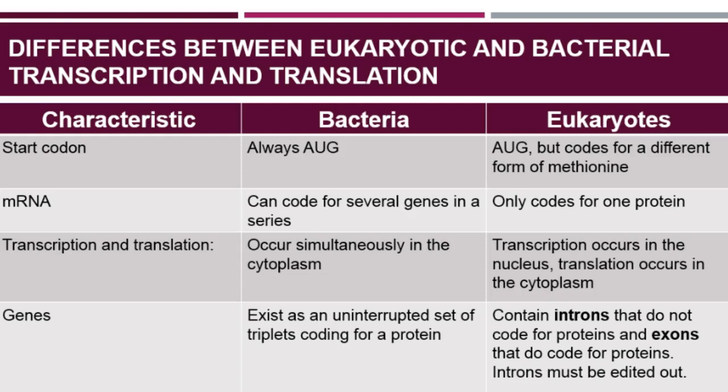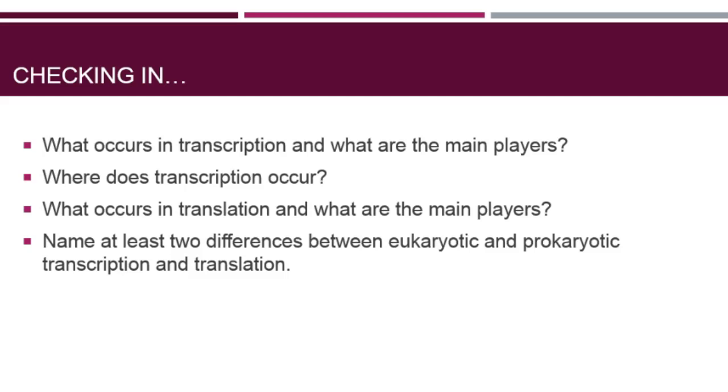So before any of this can happen in a eukaryotic cell, we actually have to go through the process of transcription, and then we have to cut out the introns that don't belong and then put the exons back together. So there's some extra steps in these processes when we're talking about eukaryotic cells. And that is the end of mini lecture 8.2.